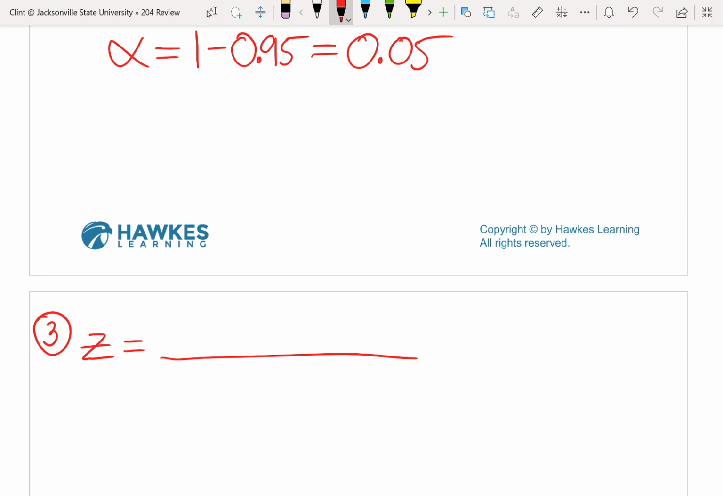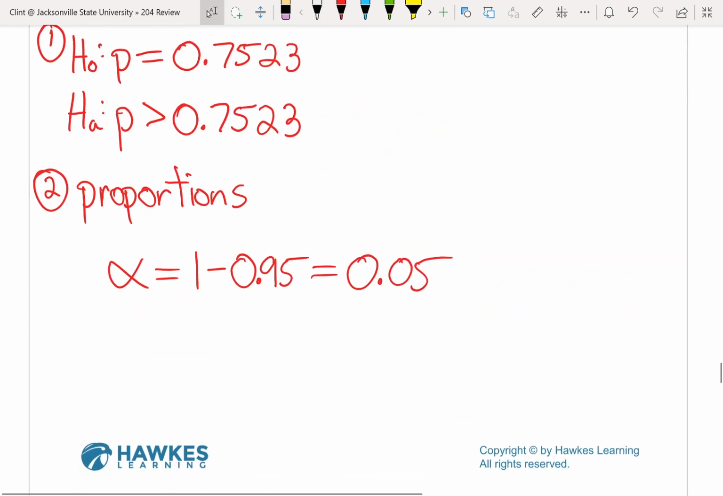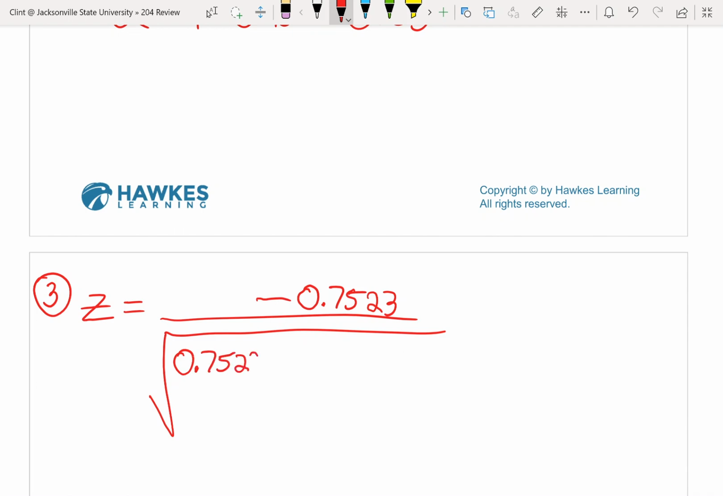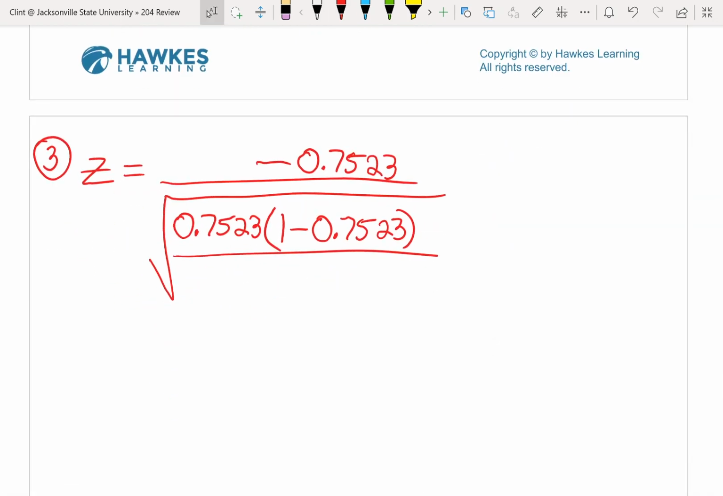So we know P is going to be 0.7523, so we can go ahead and fill that part in. 0.7523 over the square root 0.7523 times 1 minus 0.7523. And then we need P hat and our sample size N.